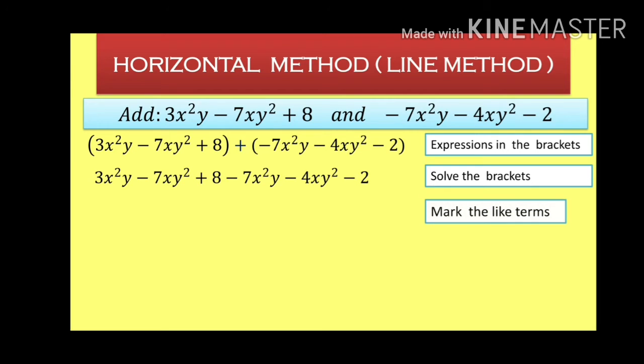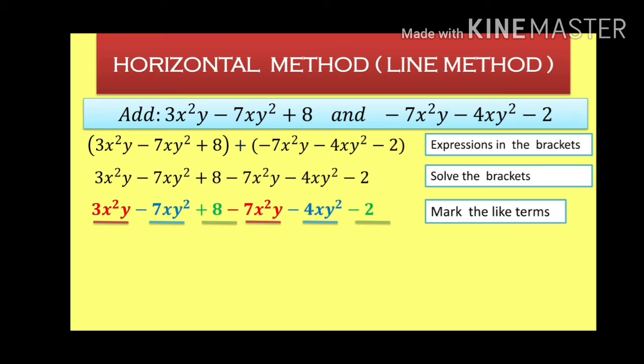Next step, mark the like terms. You can see here, we have just separated using some colors. So we can just mark it: 3x squared y and minus 7x squared y, these are like terms. 7xy squared and 4xy squared, another like terms. 8 and minus 2 are also like terms. These are constant terms.